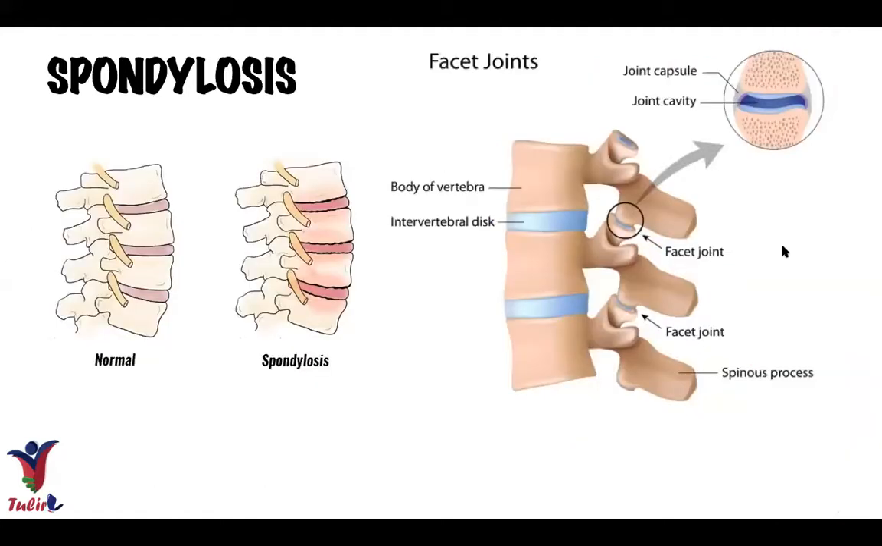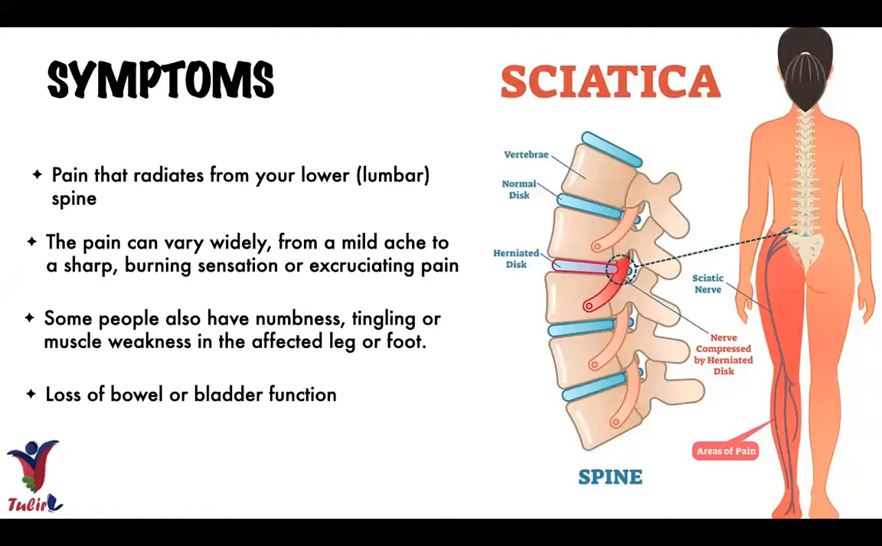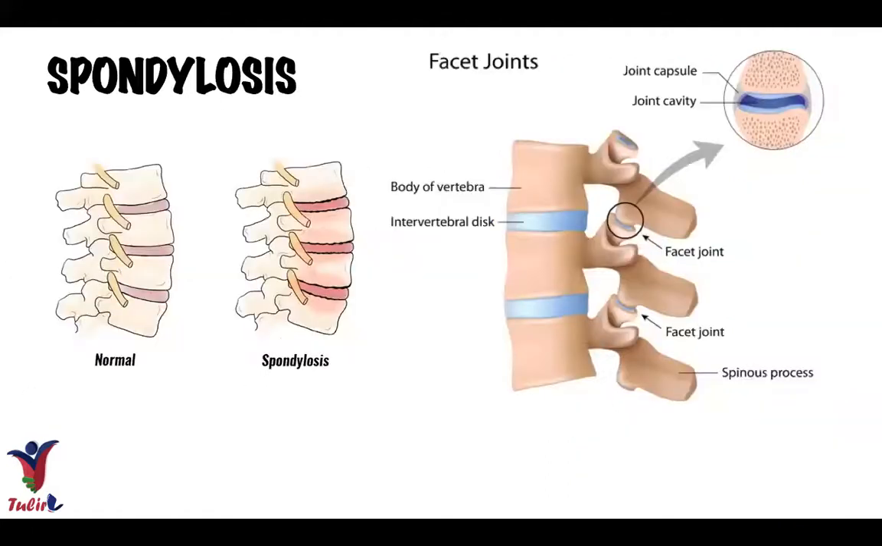So far we have seen the problems with the vertebral discs, and now we'll see the problems faced in the vertebra itself. One condition is called spondylosis. Spondylosis is nothing but the gap between the vertebrae decreasing, so that it pinches the nerve which comes out of the foramen. That is called spondylosis. Even this leads to facet syndrome.